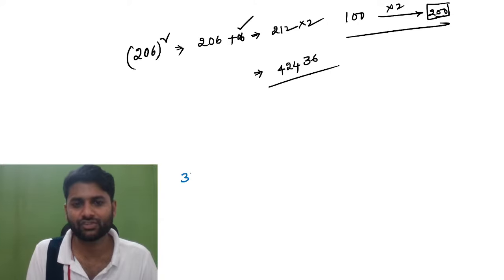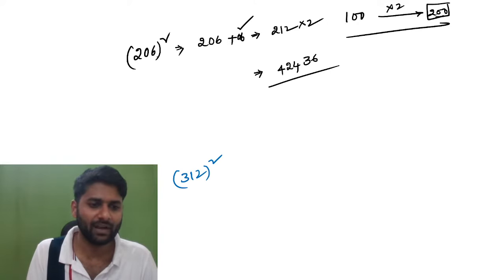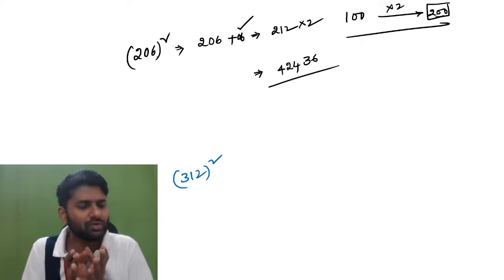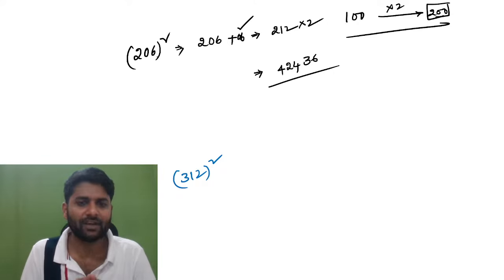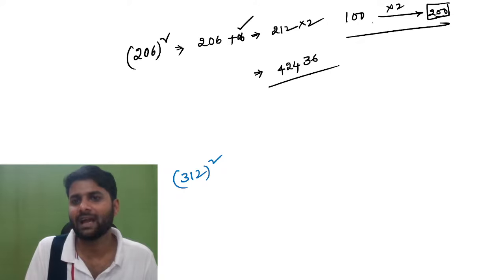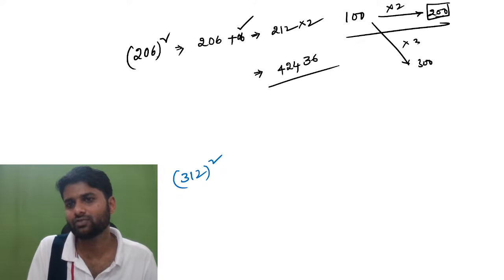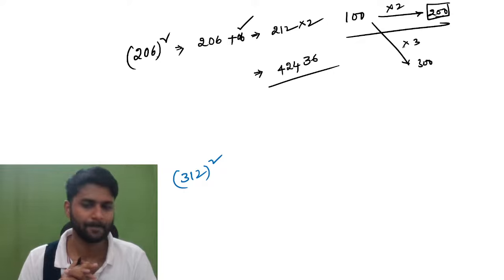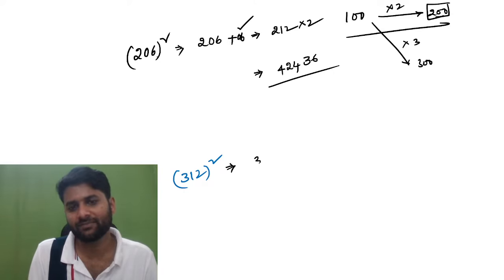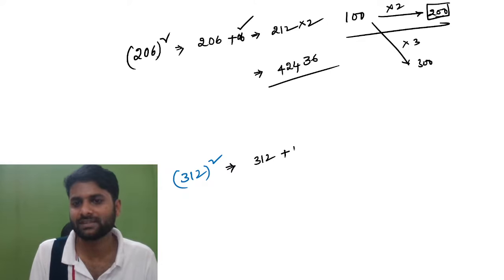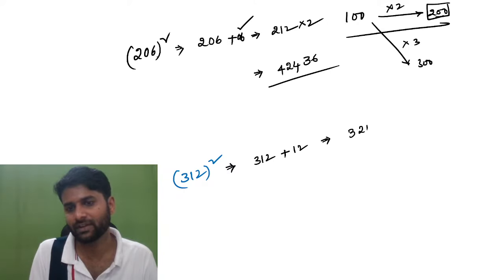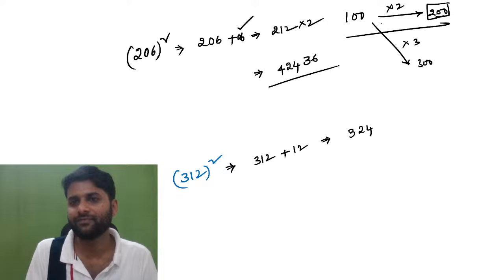Let's go for 312. Now instead of 200, you have to consider 300 as a base. If we consider 300 as a base, then 100 becomes 300, which means we have to multiply it by 3. Now, same steps we have to repeat. 312 is more than 300 by 12 units. Add those 12 units to 312, then it becomes 324. And we already know that we are tripling the base, so you have to multiply it by 3.